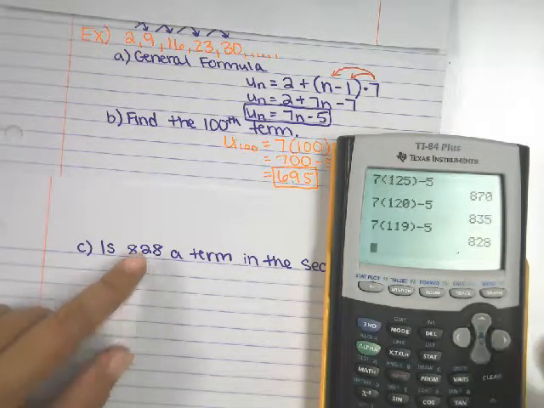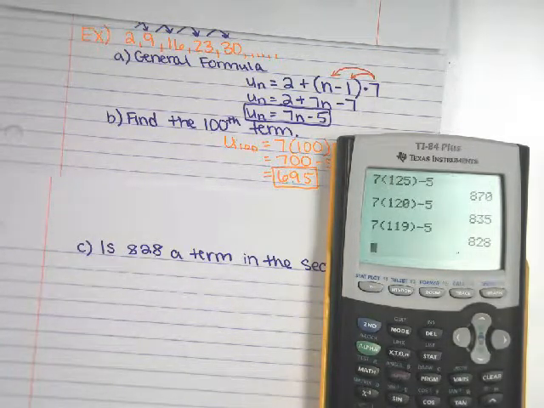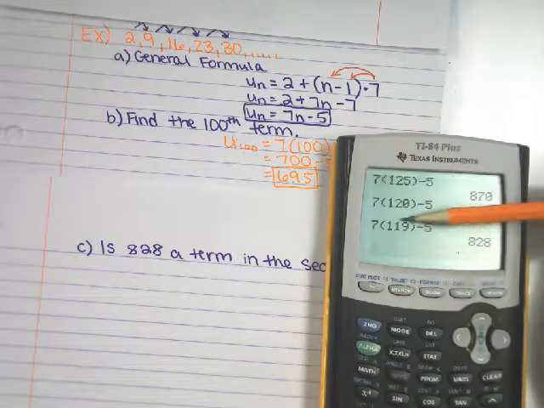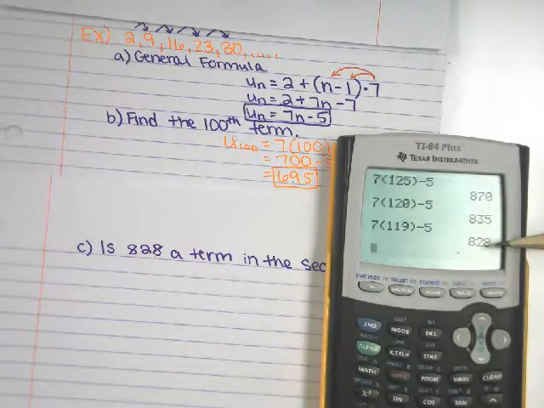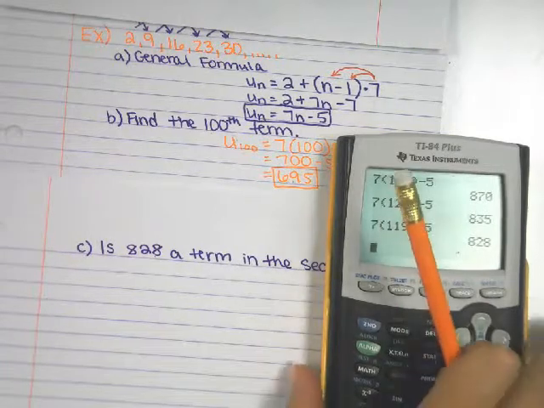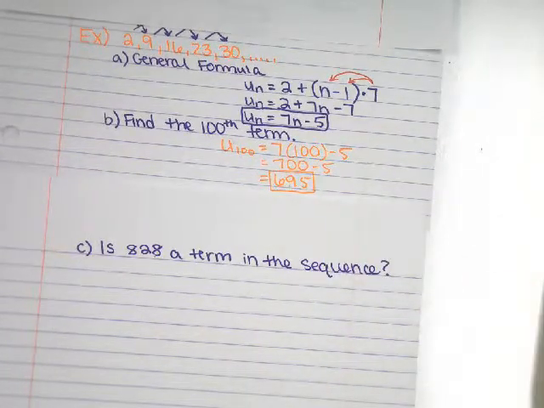119th term. Oh, look at that. Okay, so is it a term? Yes. The 119th term is 828. Okay, that's a way. That works. Maybe it's a little bit more work. So what's the algebra way?